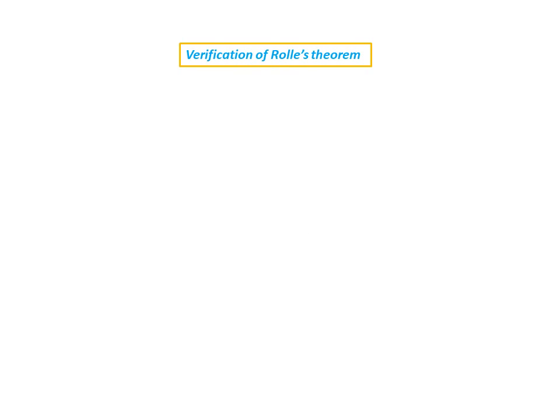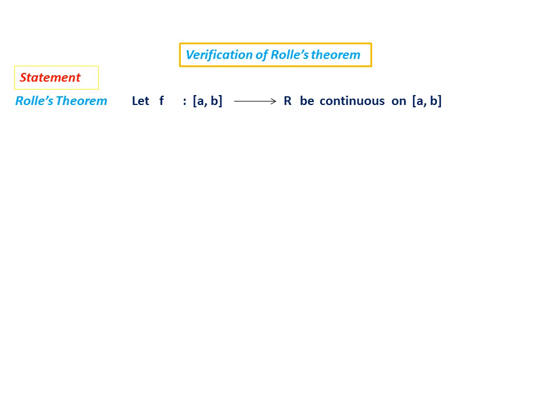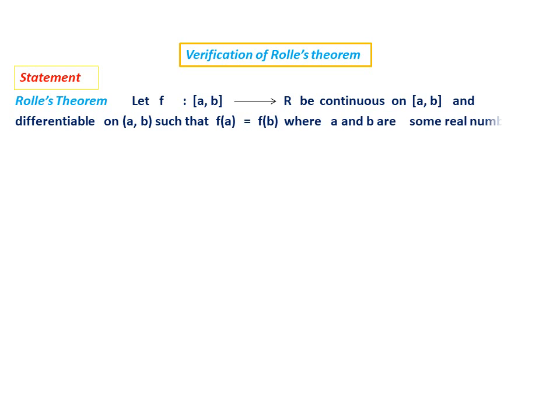Now verification of the Rolle's theorem statement. See, these are the things you have to understand. Rolle's theorem says this one. Let f be a function from closed interval a b to R, continuous on the closed interval a b and differentiable in the open interval a b such that f of a equal to f of b, where a and b are some real numbers.